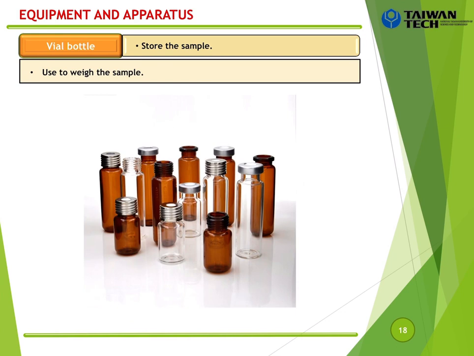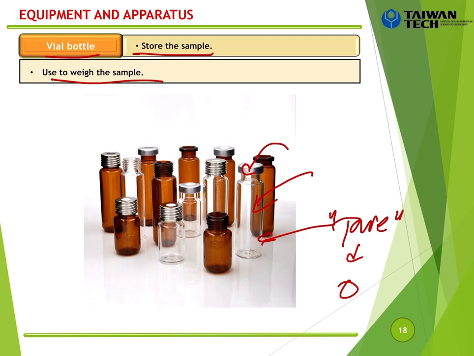Okay, or you also have the vial bottle in the lab. We use it to store the sample. We may put some chemical inside to keep it, or maybe you want to use it for a reaction, something like that. Okay, and you can also use this one to weigh the sample, right? You can put this one on the balance, and then you add the chemical inside, and you know how much chemical, right? But remember, when you put this one, you should press tare to make it zero, and then you can add the chemical, and you know the mass of the chemical only.